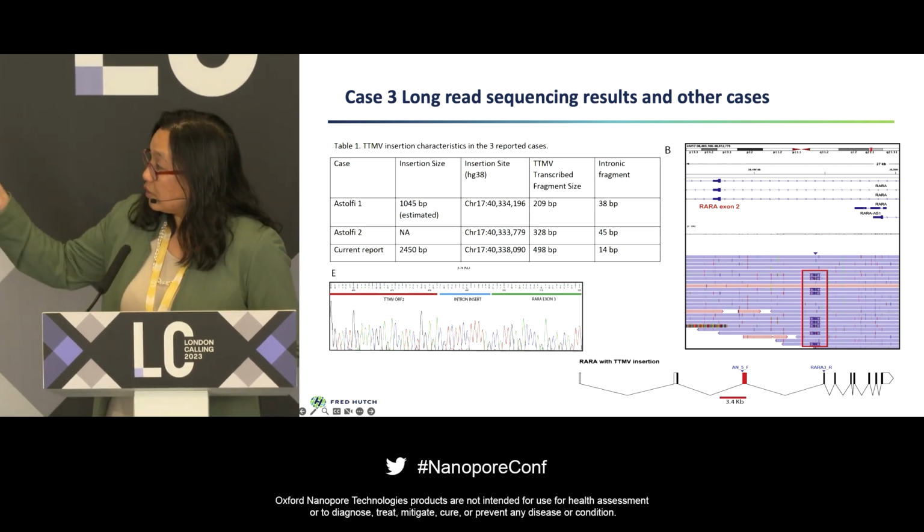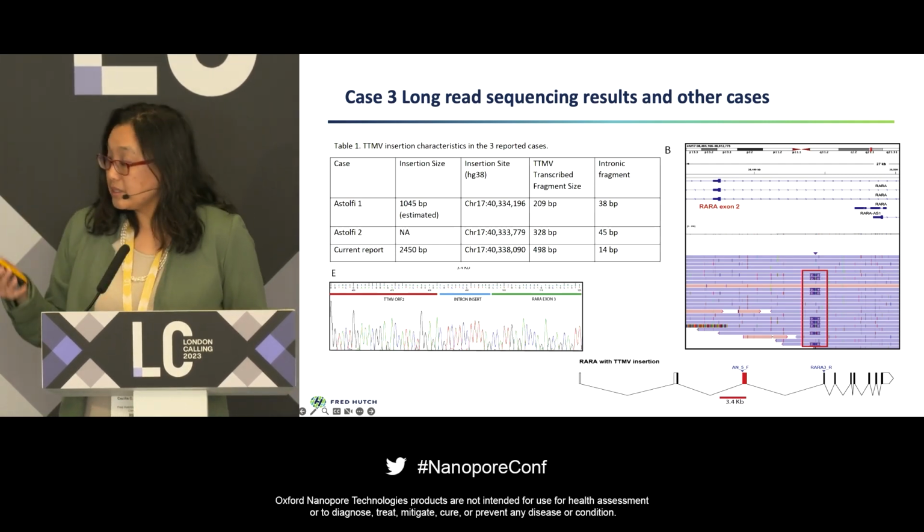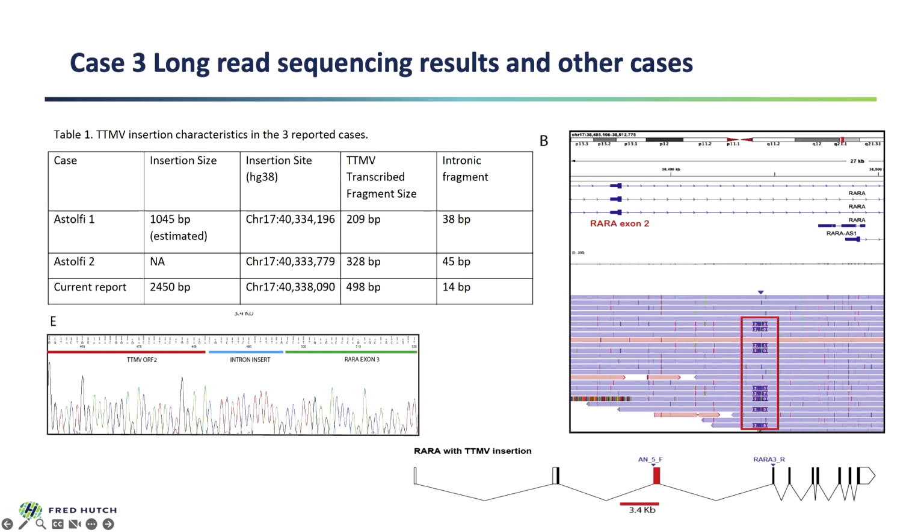When we sequenced this out and blasted it, it turned out to be a viral genome, the TTMV virus. And we sat on this for several years because we were waiting for the second case, right? Because you can't ever publish on one case. And in the meantime, an Italian group published 2 cases.